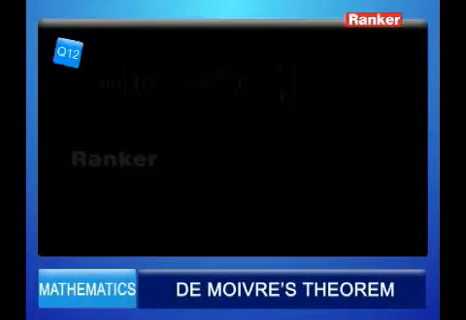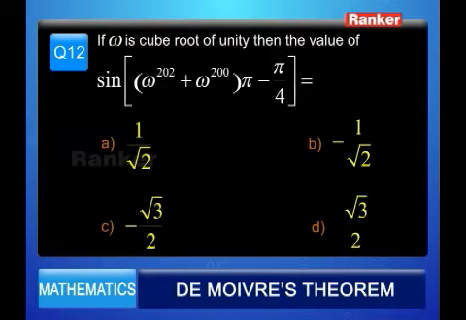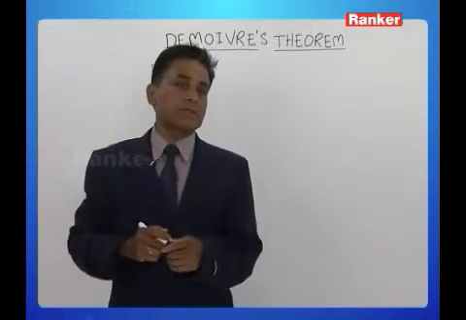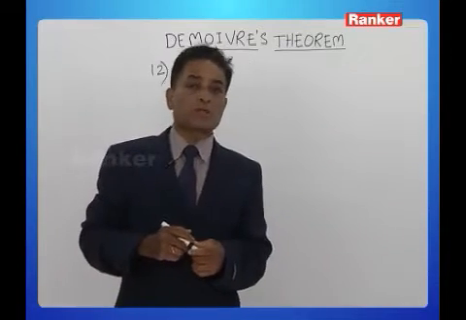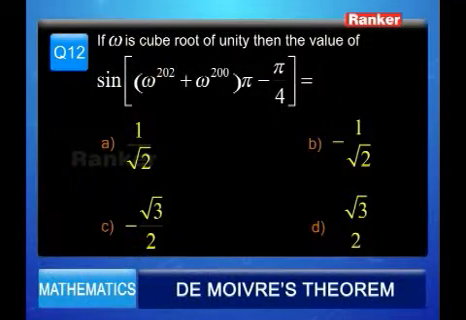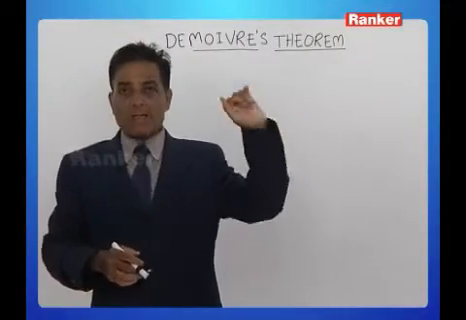Question number 12. If omega is the cube root of unity, 1, omega, omega square are the cube roots of unity. Among that, one is given. Omega is the cube root of unity, then the value of sin of (omega power 202 plus omega power 200) into pi minus pi by 4. 4 options given: 1 by root 2, minus 1 by root 2, minus root 3 by 2 and root 3 by 2. Let us see the right answer, the right option.